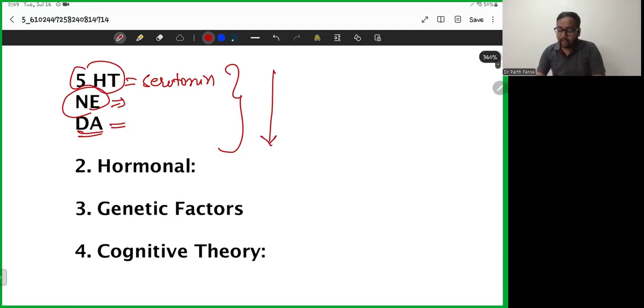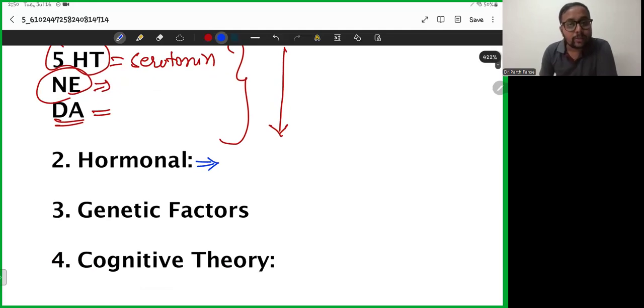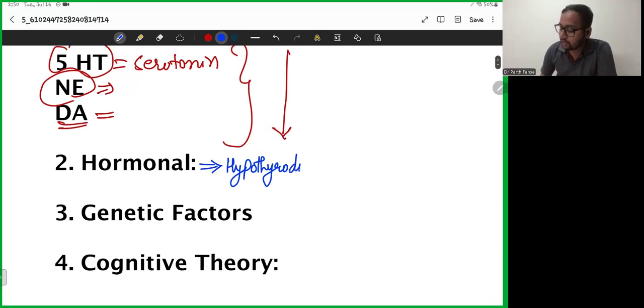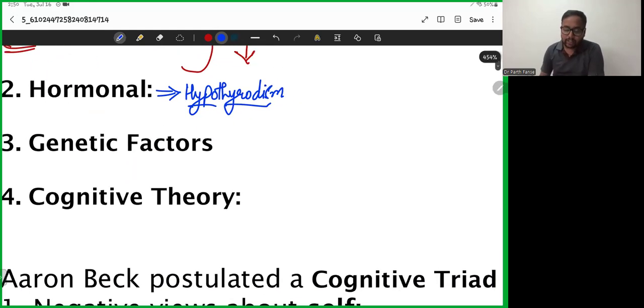Then there is also a hormonal reason. Which hormone is responsible for depression? It is thyroid, and in thyroid, the condition is hypothyroidism. As well as that, there are genetic factors which may be a reason for depression, and family history may be positive.